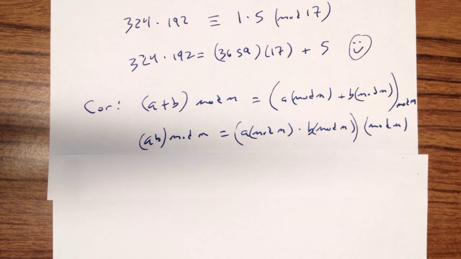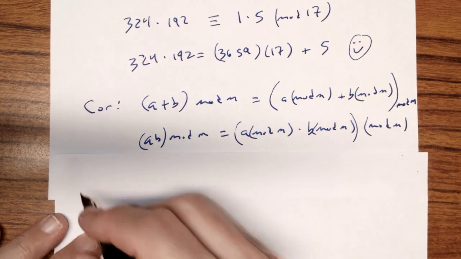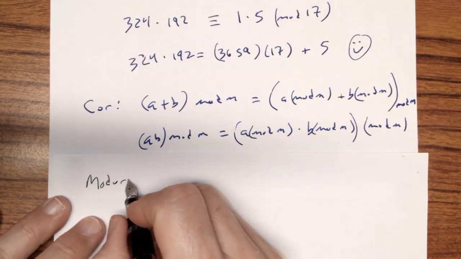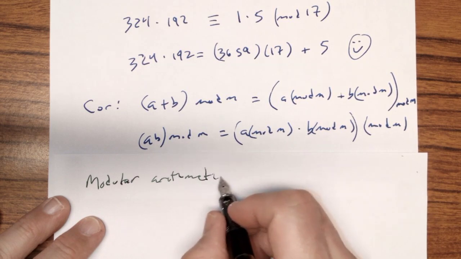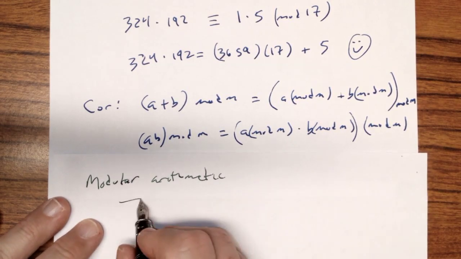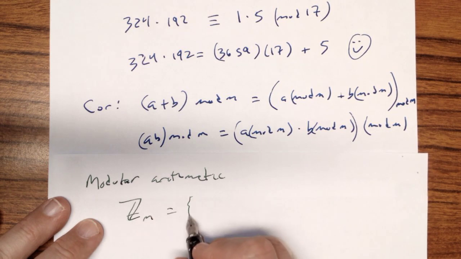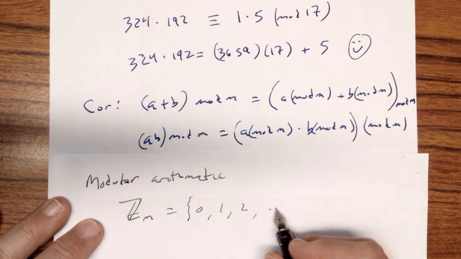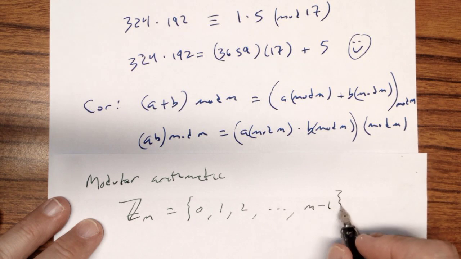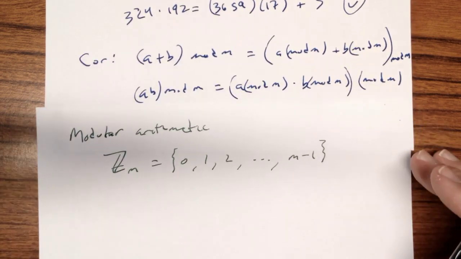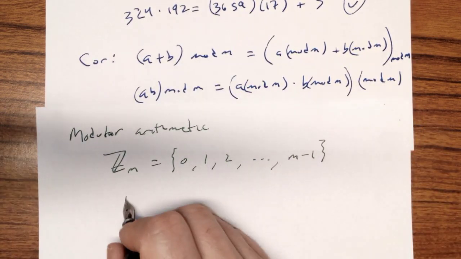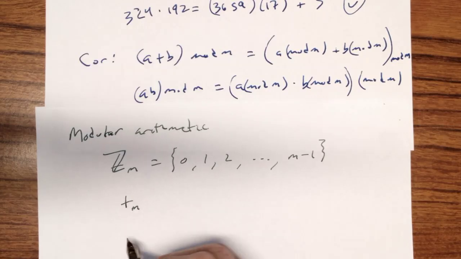So I'm going to define a new idea. It's called modular arithmetic. I'm going to define the set Zm to be the integers up to m minus 1, including 0, but only the non-negative integers from 0 to m minus 1. I'm going to define operations in this set.